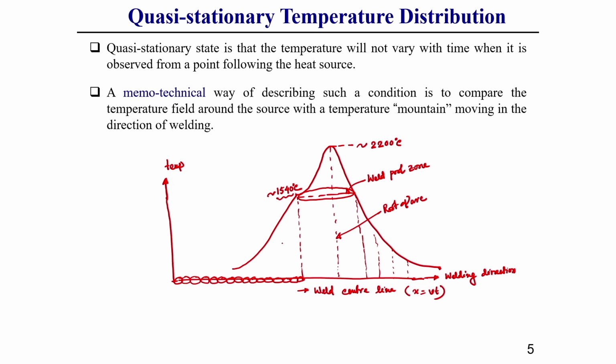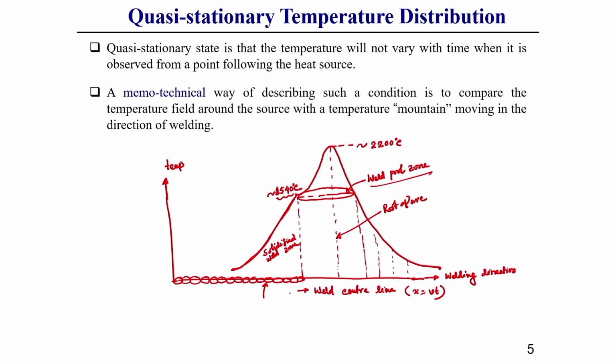So, in this zone the weld material has already solidified. This is generally called the solidified weld zone, you can write this. Here, close to the weld pool zone, your temperature will be closer to the melting point temperature, that is approximately 1540 degree centigrade, and after that, due to cooling, the temperature will gradually decrease. So, this has a name.